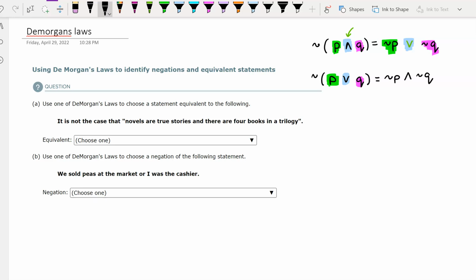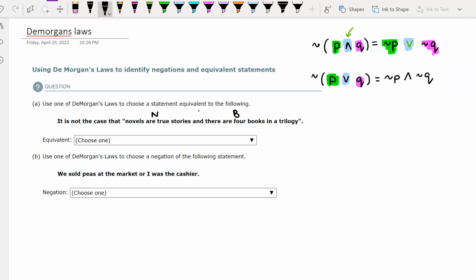So here in this question, this is just an example from Alex. The statement is, it is not the case that novels are true stories and there are 4 books in a trilogy. So it wants us to write an equivalent to this statement. I'm going to use the symbol N for novels are true stories, and I guess B for 4 books in a trilogy.